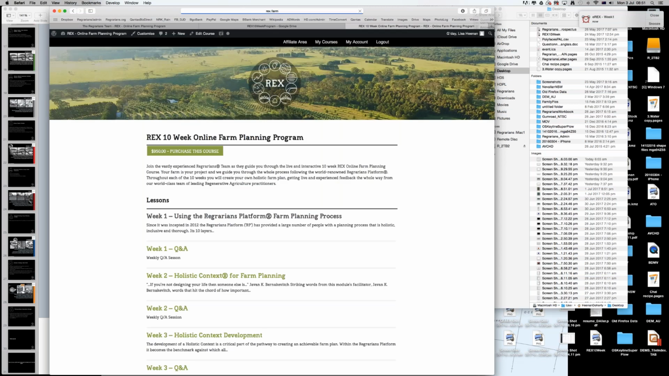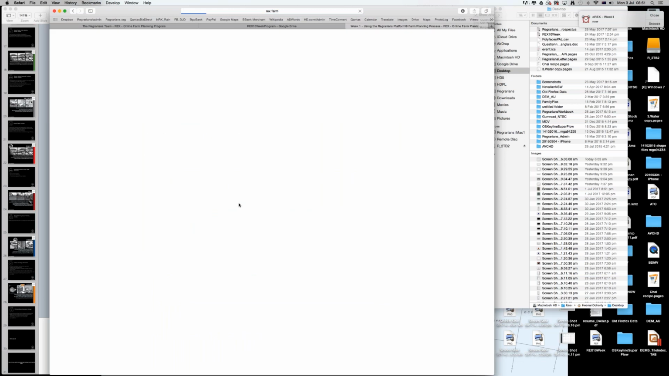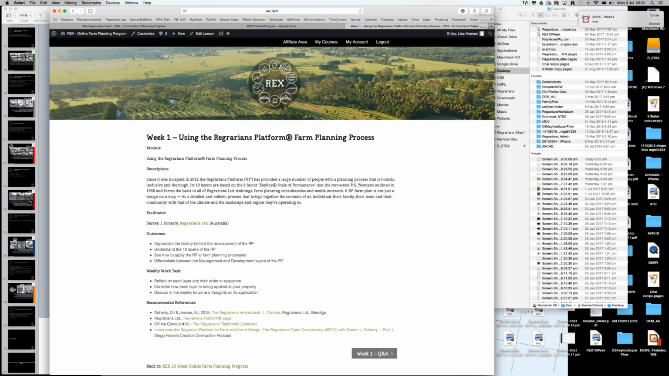The task work this week, if I recall, is to basically have an extension of the conversation that we've got going on here. So reflect on each layer and their order of sequence. Consider for yourself how each layer is being applied at your property, and discuss in the weekly forum any thoughts on its application. So, it's more or less an extension of what we've been doing here. I just want you to become a lot more clear.